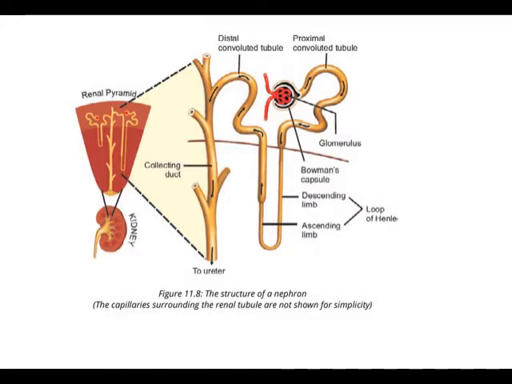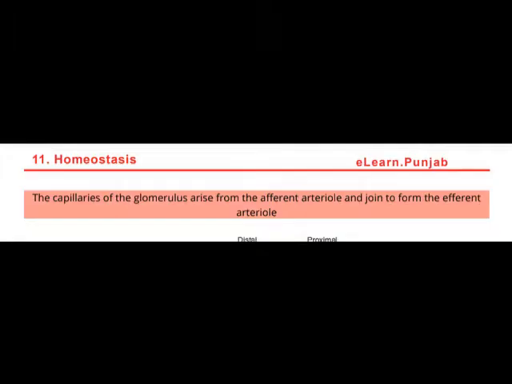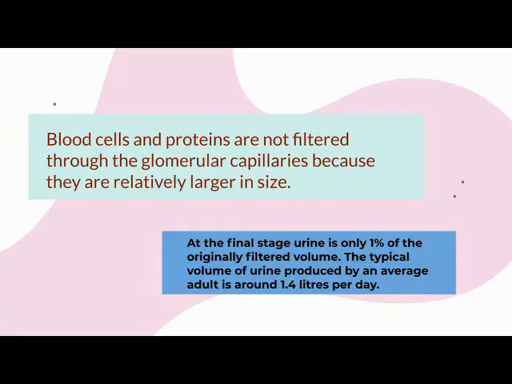It moves in the collecting duct and then into the pelvis from where ureters take it to the urinary bladder, and urethra expels it out. The capillaries of the glomerulus arise from the afferent arterioles and join to form the efferent arterioles. Afferent arterioles are those which are entering into the kidney and efferent arterioles are those which are leaving the kidney. Blood cells and proteins are not filtered through the glomerular capillaries because they are relatively large in size.